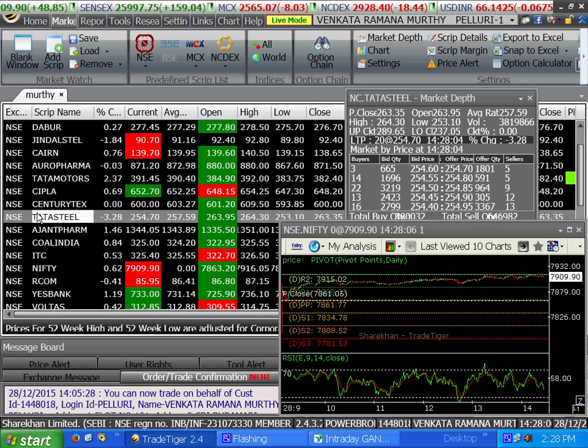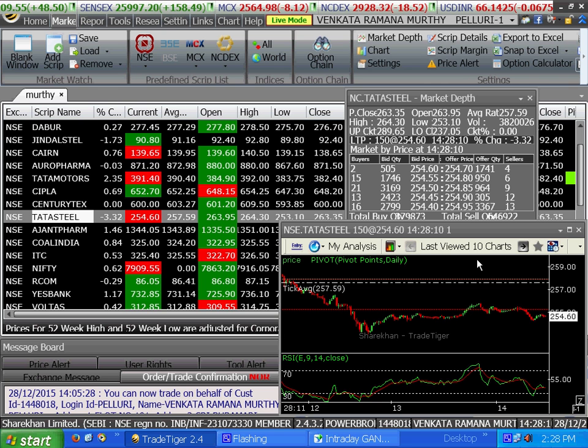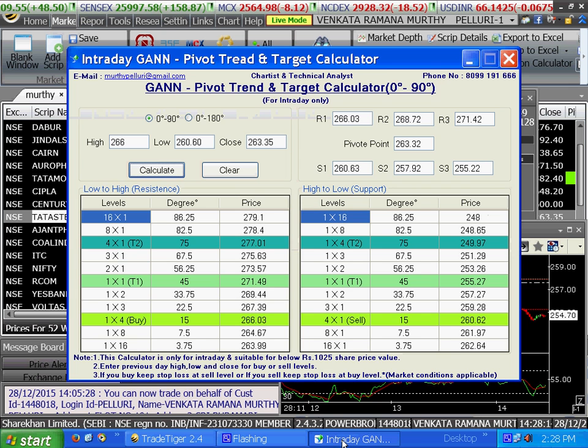Tata Steel, so it has gone up to 264.30. The level is 264.30. It has not crossed the buying level and it has come down, and it has further come down to the selling zone. It has come to 262.64, 261.97 and 260.62.